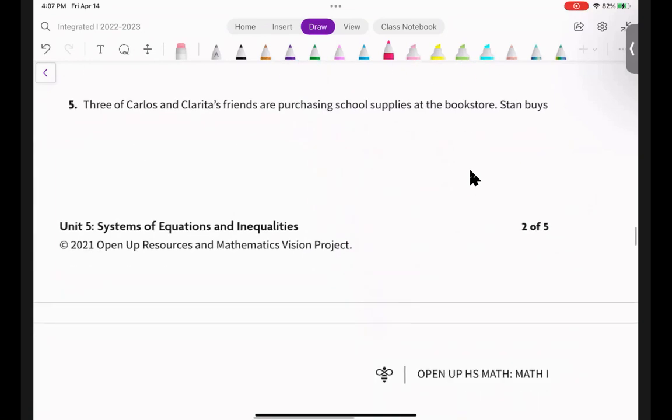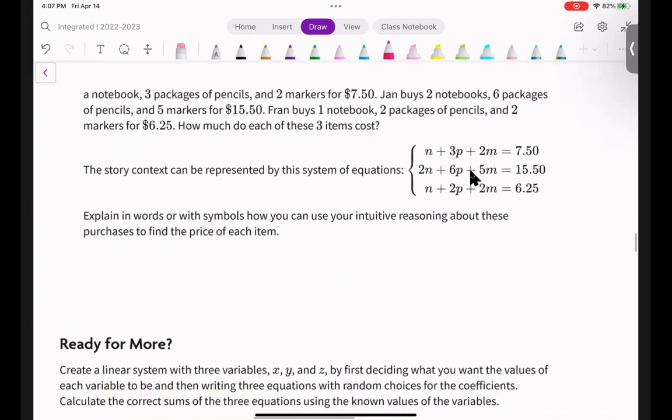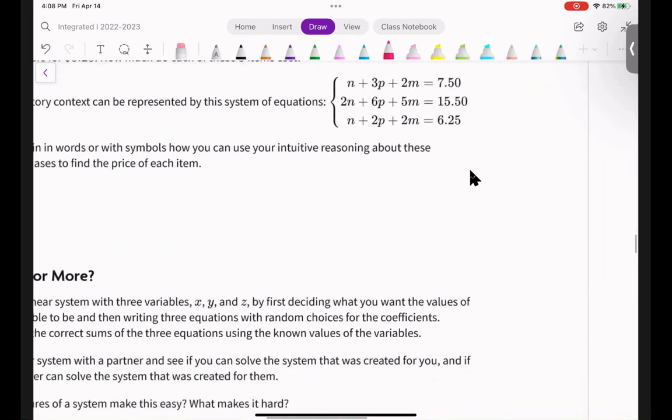Okay, number 5. It says 3 friends, including Carlos, are purchasing school supplies at the bookstore. Stan buys a notebook, 3 packages of pencils, and 2 markers for $7.50. Jan buys 2 notebooks, 6 packages of pencils, and 5 markers for $15.50, and Fran buys 1 notebook, 2 packages of pencils, and 2 markers for $6.25. How much did each of these 3 items cost? The story could be represented like this. Explain in words or symbols how you can use your intuitive reasoning about the purchase price for each item.